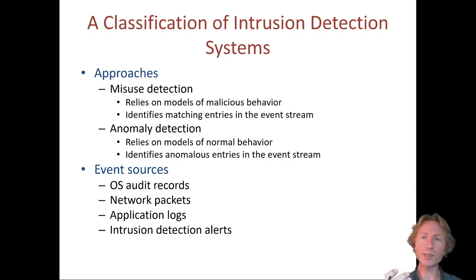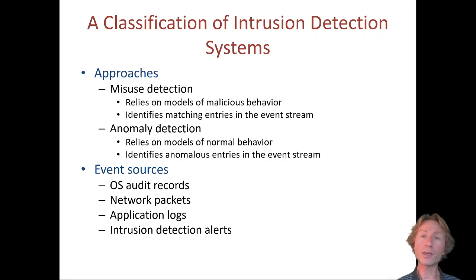So misuse detection means that you have a very clear idea of what bad behavior is. You have a model of malicious behavior. This could be, for instance, a pattern of bytes in an input stream, right? So you know that if these bytes are in this network packet, it will actually be part of an exploit. Okay? And then you match these bytes that you see in the event stream with these known patterns, and then you know it's that particular attack. So that's one way of doing it.